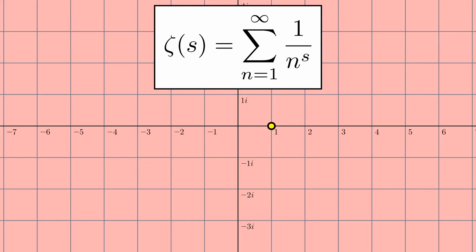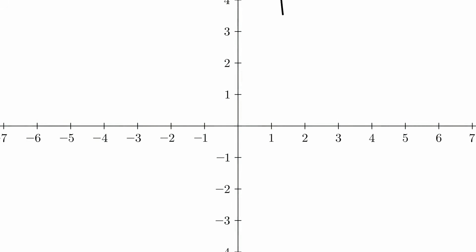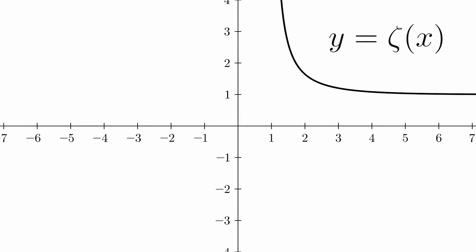When we talk about real functions, we visualize them using a graph like this. For example, the fact that zeta of 2 is pi squared over 6 is represented in this graph by this point.